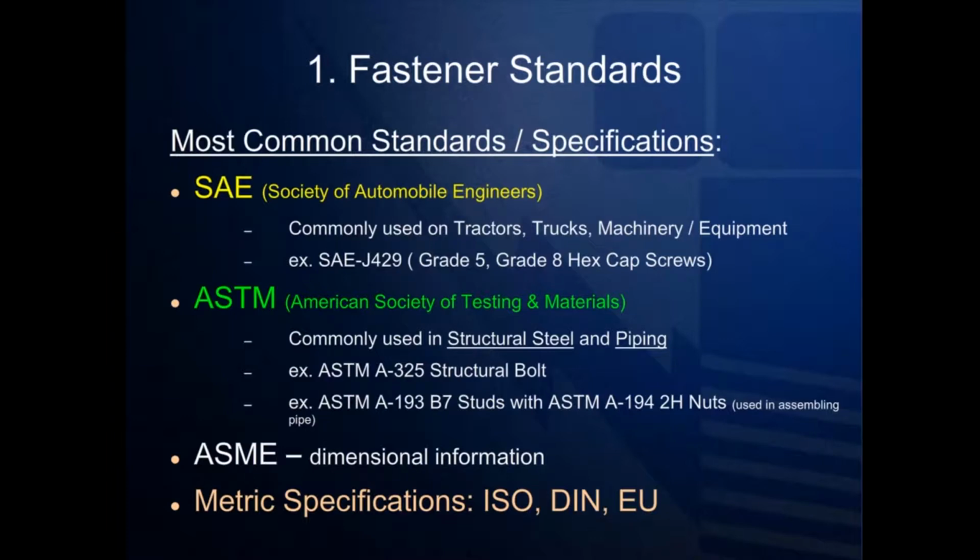However, if you're dealing with structural steel or piping, you'll probably be dealing with fasteners that fall within the ASTM specifications, such as A325 structural bolts, which are commonly used in fastening structural steel together, or the ASTM A193 specification, which is more commonly used in B7 studs to fasten together pipe. ASME is a standard that typically dictates dimensional requirements and tolerances. The metric world is heavily governed by three popular and often overlapping standards. These include the ISO, the International Standards Organization, the German DIN standard, and the European Union standard.